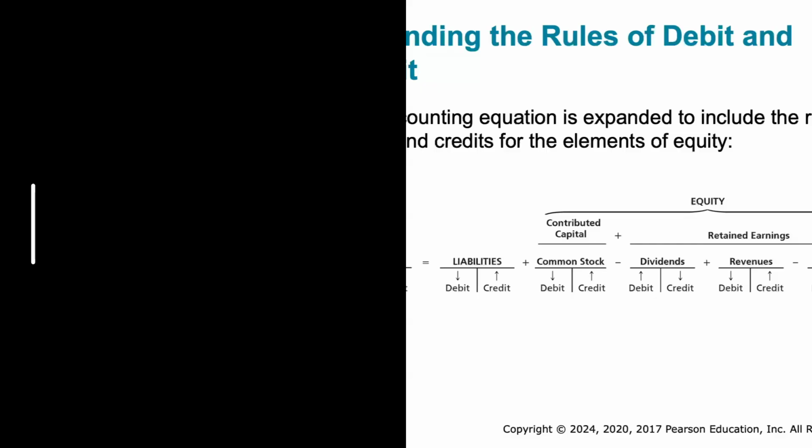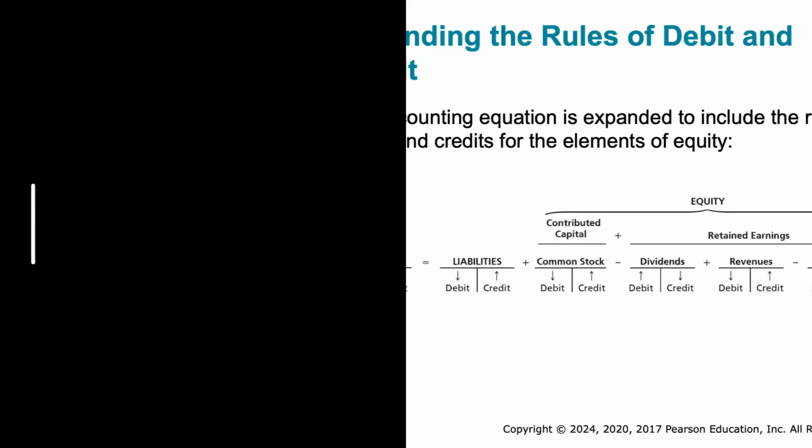Now, let's expand the rules of debit and credit. The accounting equation expanded to include the rules of debits and credits for elements of equity. So we know that equity breaks down into common stock minus dividends plus revenues minus expenses. Each one of those, common stock, dividends, revenues, and expenses, each have their own way of debit increasing or decreasing and credit increasing or decreasing. So let's break this down further.